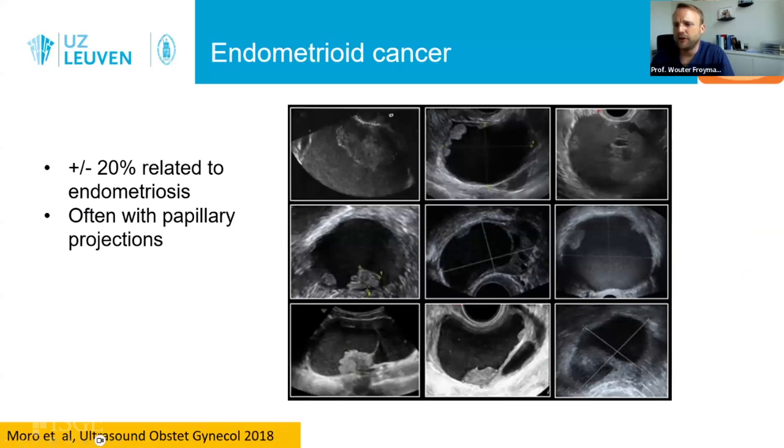If the endometrioid cancer is related to endometriosis, so we know that an endometrioma can be a precursor of endometrioid cancer, or also clear cell cancer, then we see that in the mass we have the papillation. So then we don't see the cockade appearance, but we often see some papillary projections in the wall of the tumor.